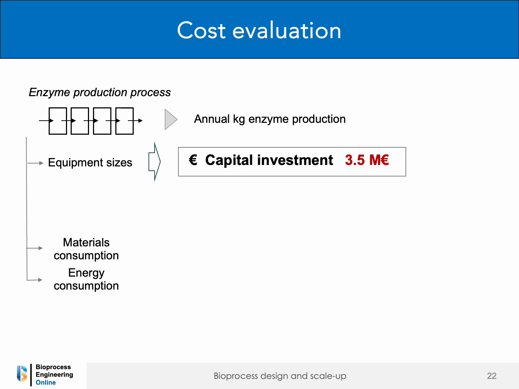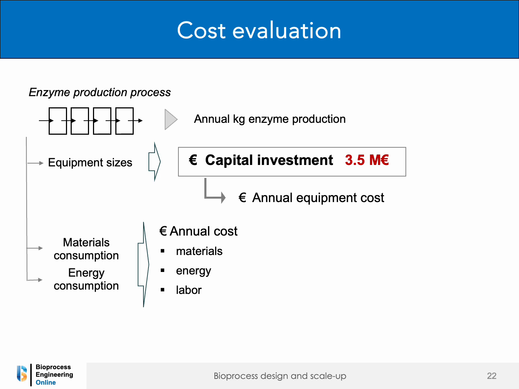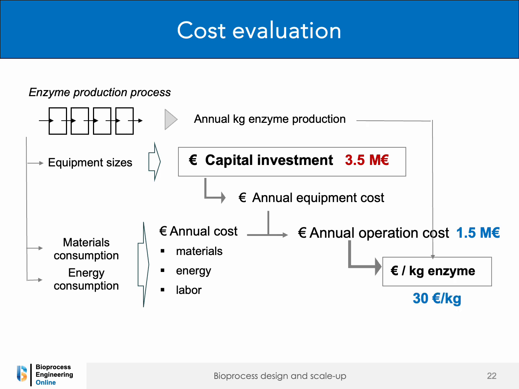This calculation involves several components. The annual equipment utilization cost, comprising equipment depreciation and operational expenses. The annual material cost derived from the process material balance. The annual energy cost, directly derived from process energy consumption. And the cost of labor, estimated from the labor required to operate the production unit. The cumulative annual enzyme production cost reaches nearly €1,500,000, which corresponds to a production cost of €30 per kilogram of enzyme.